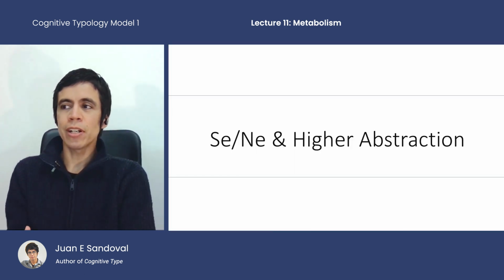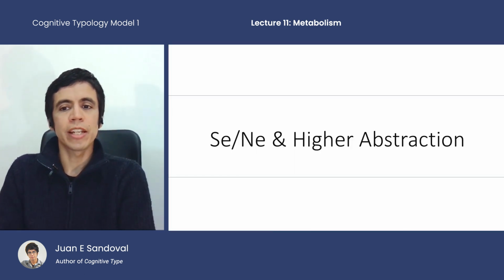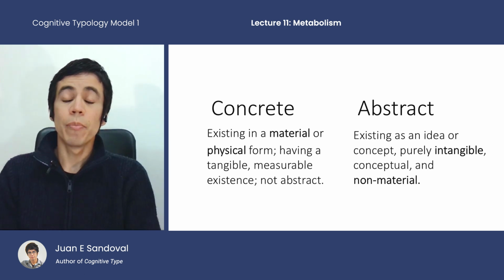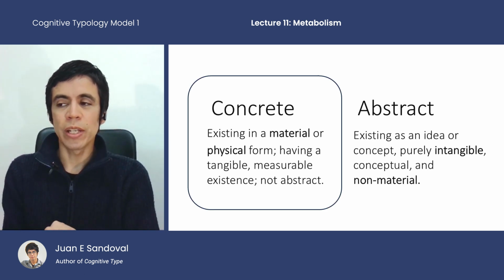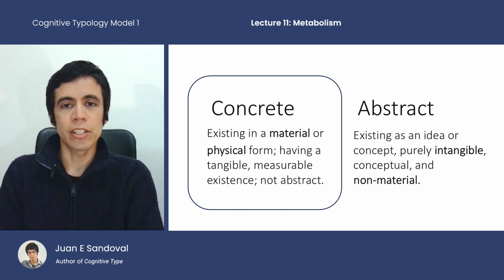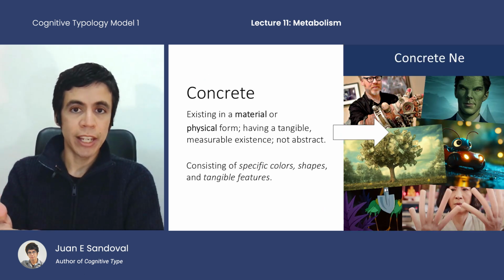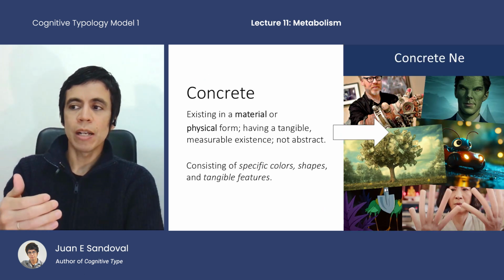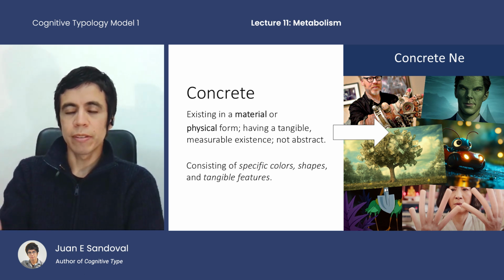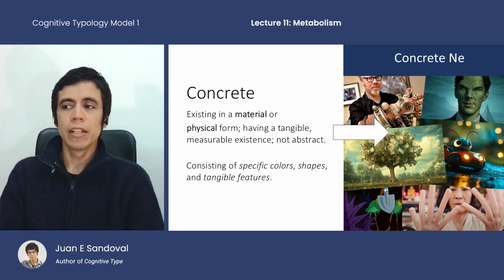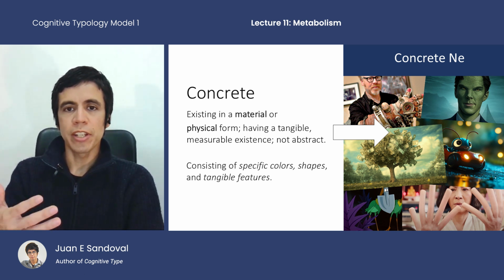Now, lastly, I want to talk about higher abstraction as it pertains to SE and NE. But by the way, I want to mention that up until now, most of what we've been discussing has been examples of concrete expression. Even the NE examples I gave are concrete because, for example, coming up with this Benedict Cumberbatch poster here is a concrete thing. It's a graphical object with tangible colors, tangible shapes. It's a tangible thing. So much of NE is actually tangible.